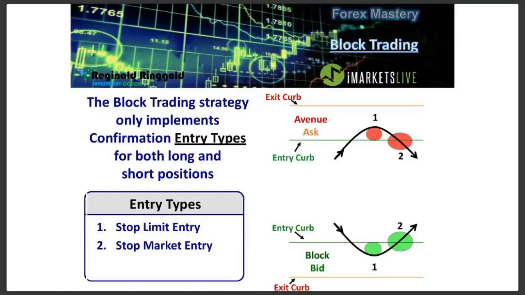Placing it above the current market, that would be at the green line, whatever that price level is, okay? That would be a stop market entry. Now, if you want to do a stop limit entry, you can place a stop limit entry there as well. You can also use a stop market entry or a stop limit entry as your number 2 entry. If you want to do a number 1 entry, you would have to place it at that line, the entry curve, before price reaches it, okay?